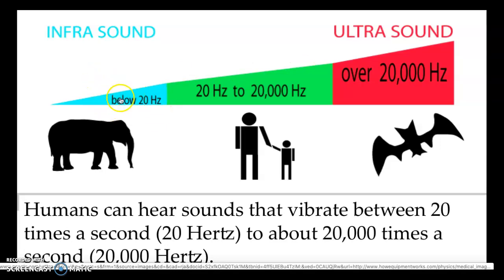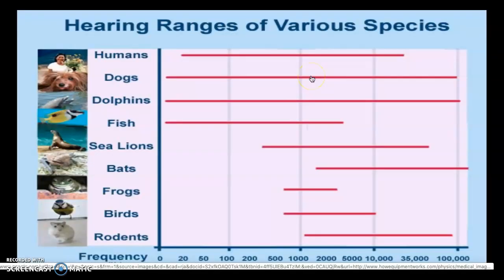These will tend to travel much greater distances because there's less energy in them, and these would travel much shorter distances because there's so much energy in it. It's most likely going to interact with something and get absorbed by the thing. But humans, 20 to 20,000.